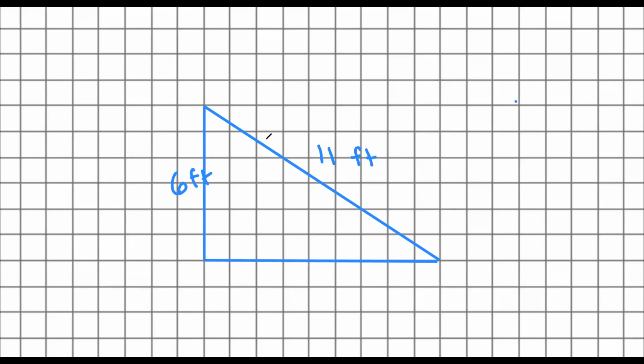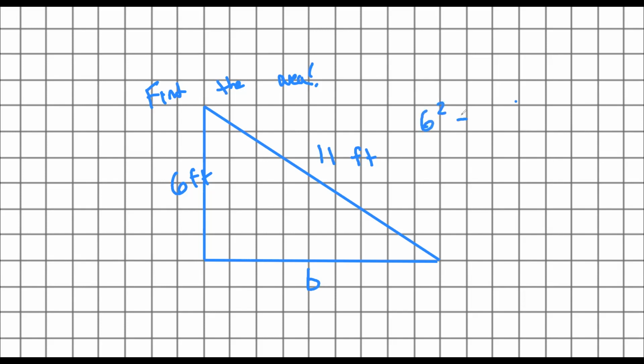Remember, this 11 diagonal length is not the height, right? 6 is the height. It's not the base because it's going this way, right? So I need the base in order to find the area of this triangle, right? So if I said find the area, what would you do? Well, I could try to count it, but there's no guarantee that this is actually what it looks like, right? So I need to double check. I would use the Pythagorean theorem, right?